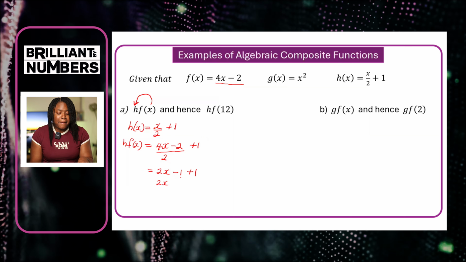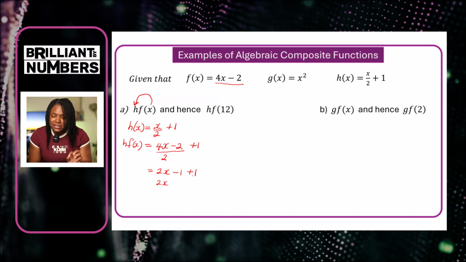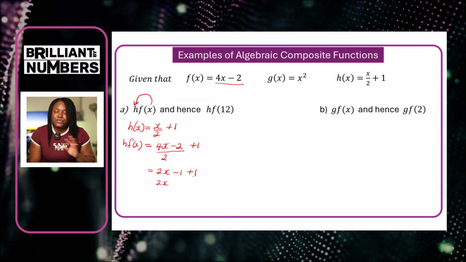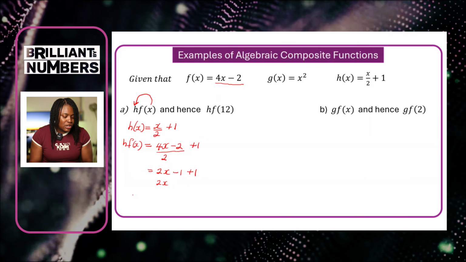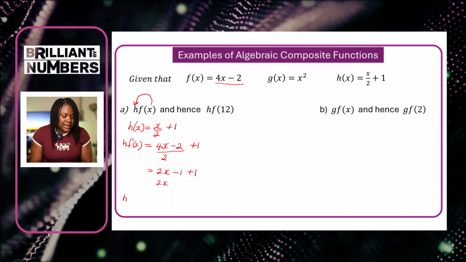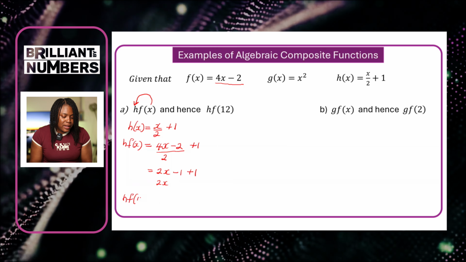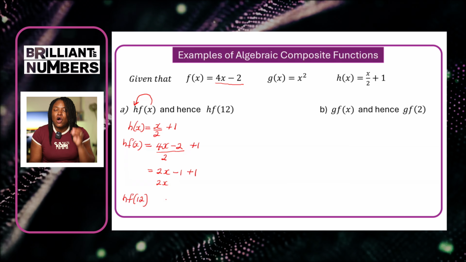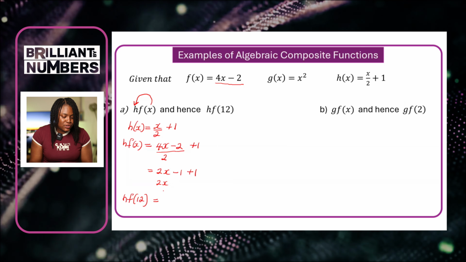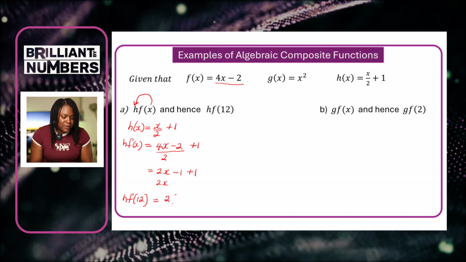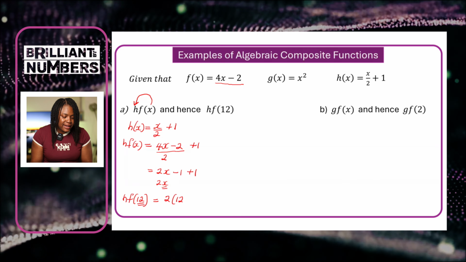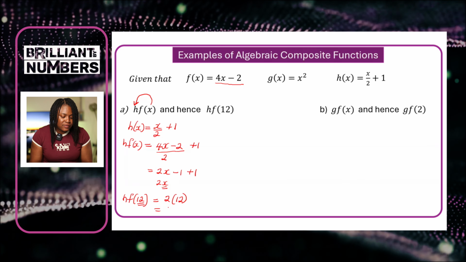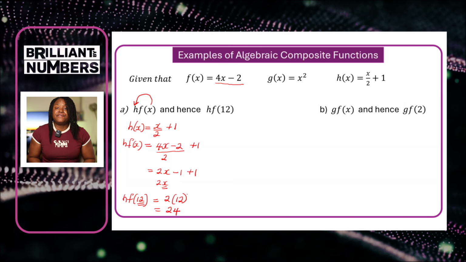You can see here minus 1 plus a positive 1 cancels out to 0. So the answer for this is just 2x. Now I'm just going to do the other part by substituting 12 into this. So h of f of 12 is equal to 2 times 12. I'm replacing the x here with 12. So 2 times 12 is equal to 24.